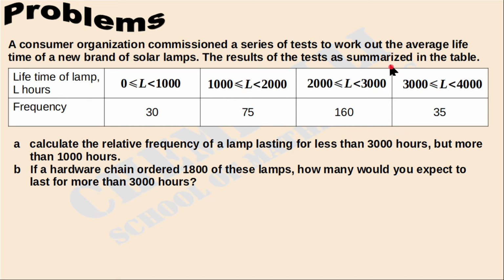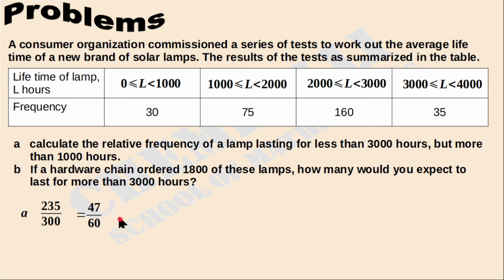Then we check this one. In this region how many lamps are there? 75 plus 160 lamps. What is 75 plus 160? It is 235 lamps in this region. That means we can write 235 over the total number of lamps, 300. 235 divided by 300, and reducing this fraction we get 47 over 60. That is the answer of question number A.